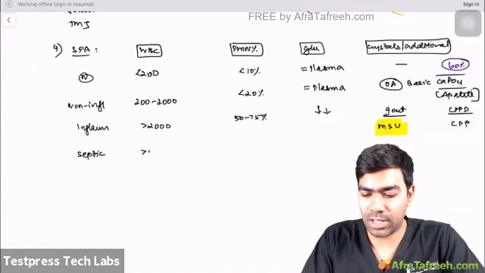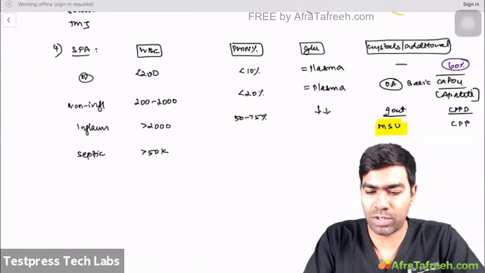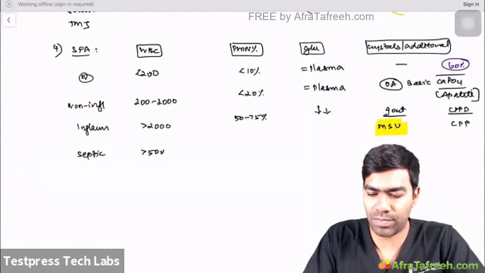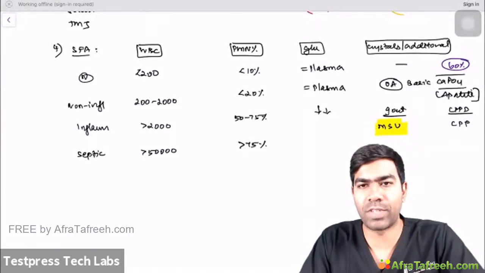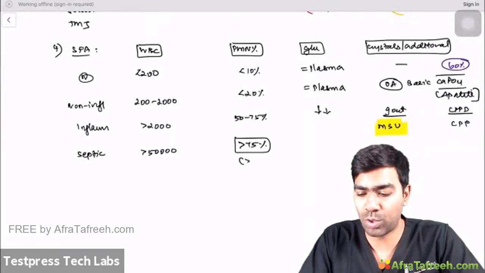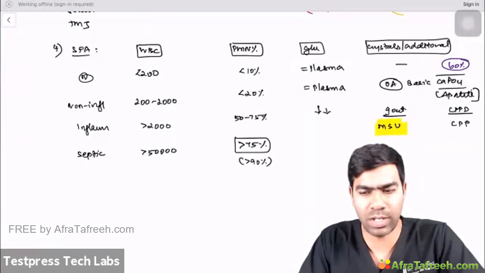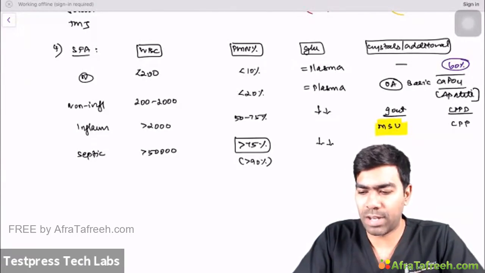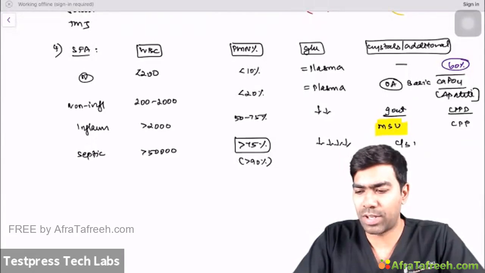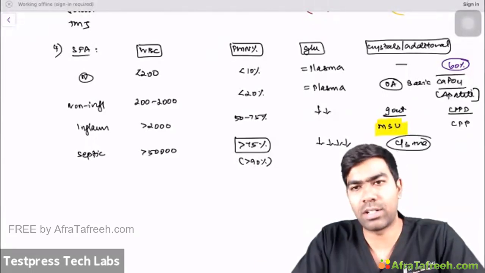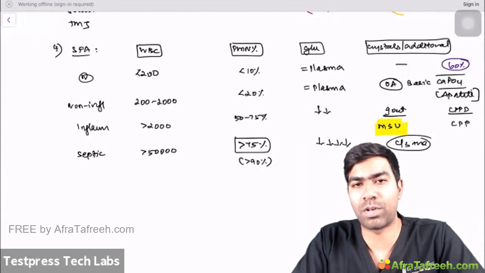In the setting of septic arthritis, the count will be more than 50,000 usually. You can write numbers itself. It will be more than 50,000. And typically the neutrophil percentage will be more than 75%, but usually it will be more than 90%. Glucose will be very much and seriously reduced, and there will be no crystals, but culture sensitivity may be positive. The synovial fluid culture may be positive in this setting.